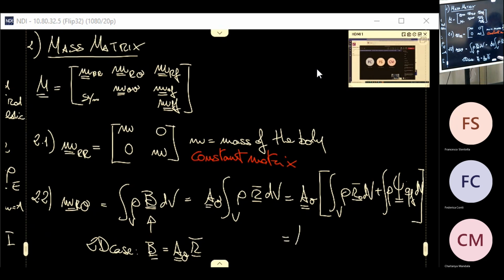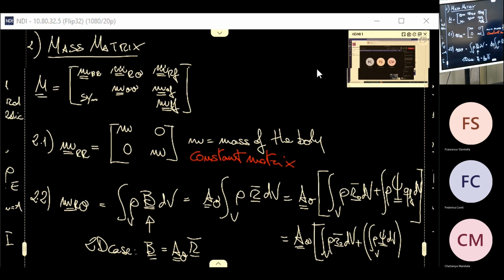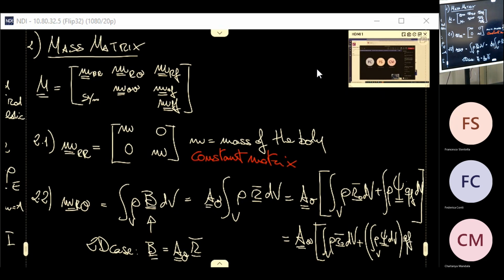So this can be written as A theta times the integral over V of rho r0 over bar dV, plus the integral over V of rho psi dV multiplied by qf, all being multiplied by A theta.